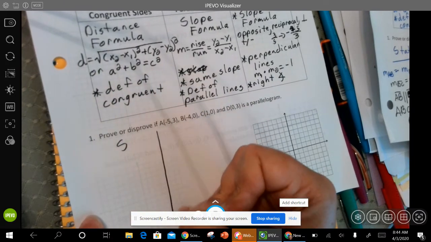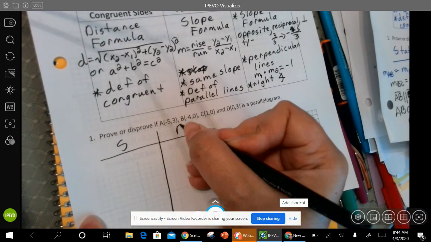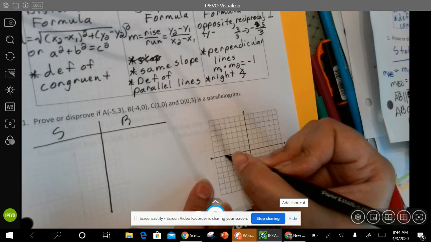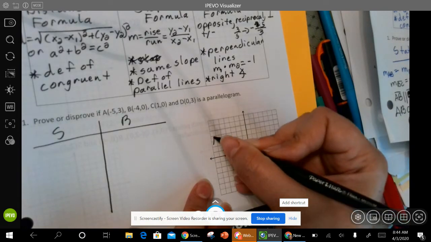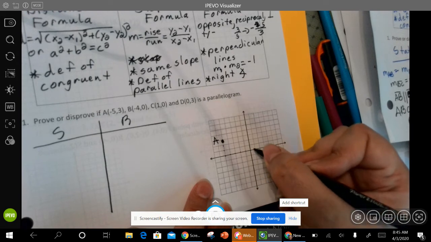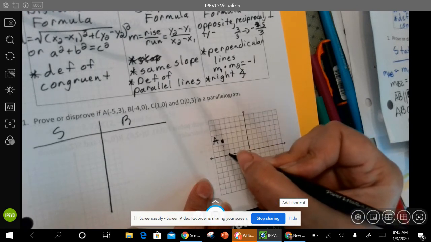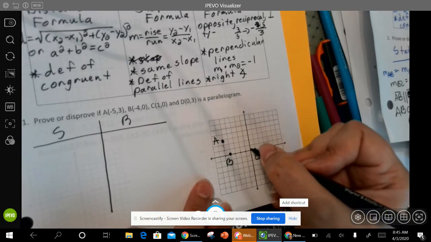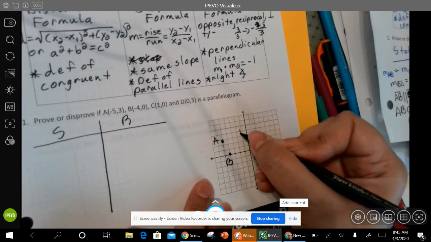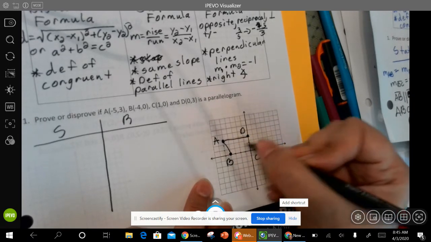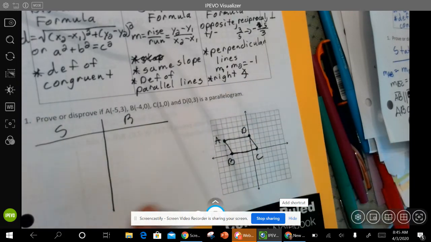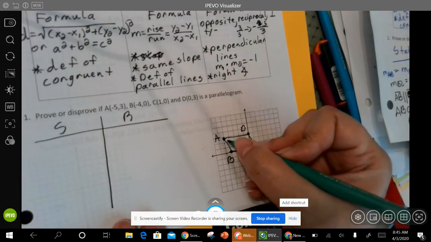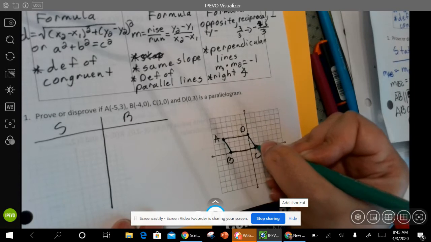Okay, so this one, it says prove or disprove if it is a parallelogram. So we're going to go ahead and graph it. Everybody graph these on Desmos to help you do this. So when in doubt, graph it out. So C is going to be right there, and D is up 1, 2, 3. Okay, it looks like a parallelogram, but we can't just say it looks like it. We have to prove it. So graph it, everybody.